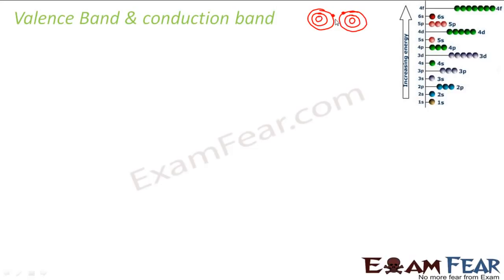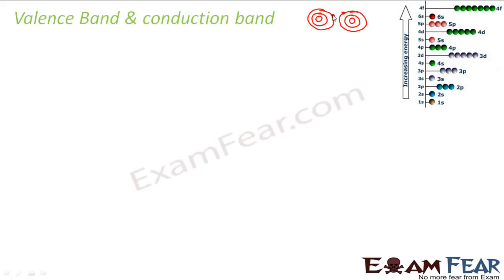So that means when they start overlapping, some energy levels would be formed. So the energy levels where these valence electrons are, right now I am taking the example of two sodium atoms, but it will be hundreds and thousands of sodium atoms. The energy levels where the valence electrons are residing will be known as the valence band. And any band which is above the valence band is known as a conduction band.